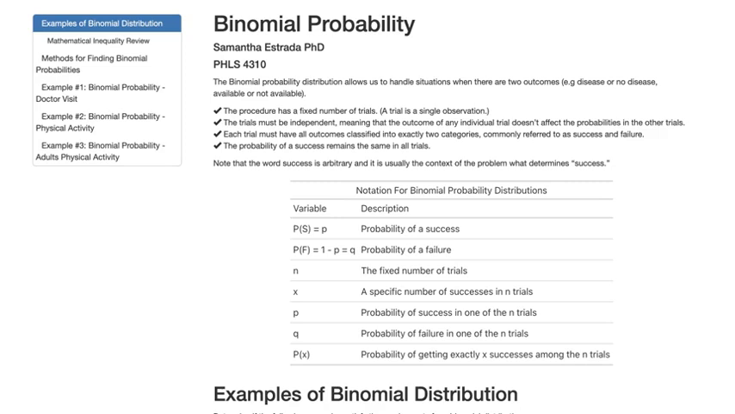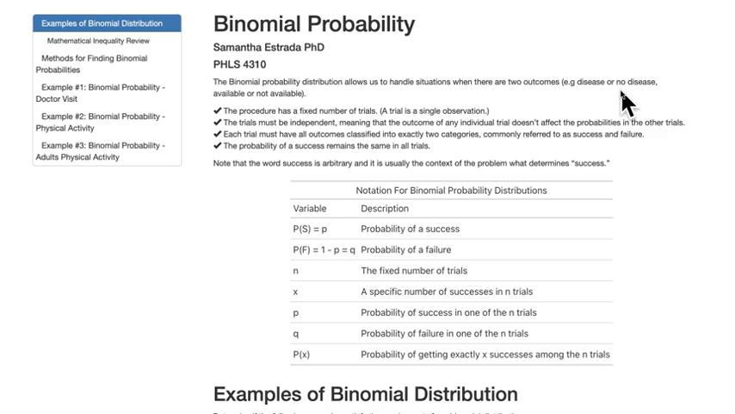I have a couple of examples here: disease or no disease, available or not available. Another example would be right and wrong for a question, for example, in an exam. True and false questions would also be an example for a binomial probability distribution.